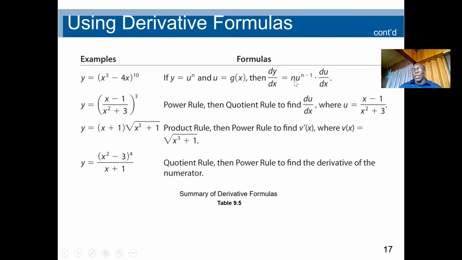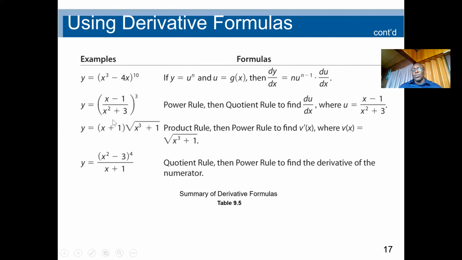And that's what they write here. So we can see that we have n, which is our power. The u is our s cubed minus 4s, so n times u to the power n minus 1, then multiply by the derivative of u. So that's why the answer will be 10 times (s cubed minus 4s) to the power 9 times the derivative of s cubed minus 4s, which is 3s squared minus 4.